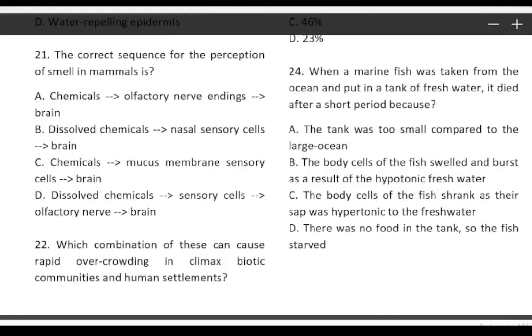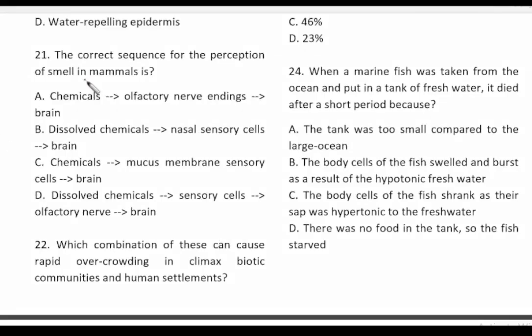The correct sequence for the perception of smell in mammals is A. Chemicals, olfactory nerve endings, brain. B. Dissolved chemicals, nasal sensory cells, brain. C. Chemicals, mucous membrane sensory cells, brain. D. Dissolved chemicals, sensory cells, olfactory nerve, and then the brain.